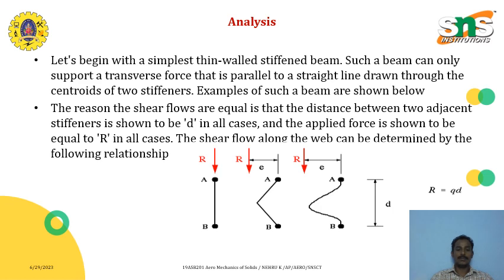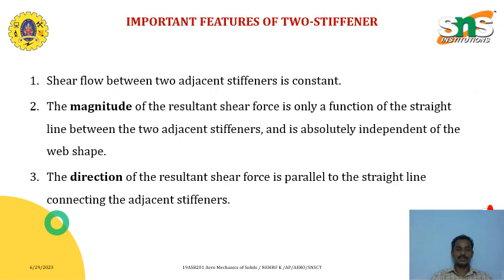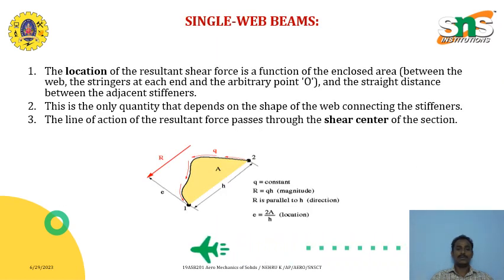The shear flow along the web can be determined by the following relationship, right? So the same shear flow equation. The important features of two stiffeners are that the shear flow between two adjacent stiffeners is constant. The magnitude of the resultant shear stress is only a function of the straight line between two adjacent stiffeners and is absolutely independent of the web shape. So the direction of the resultant shear flow is parallel to the straight line connecting the adjacent stiffeners. So single web beams are shown here.